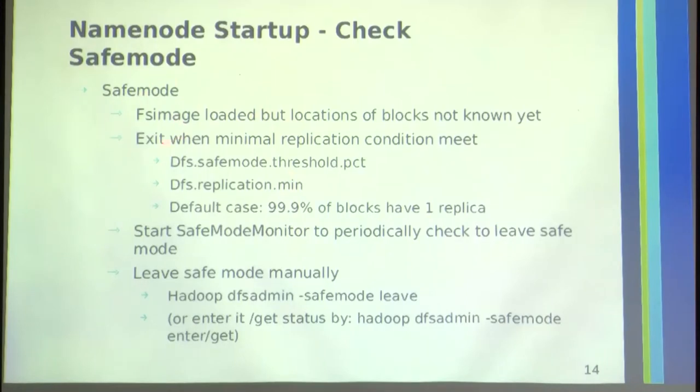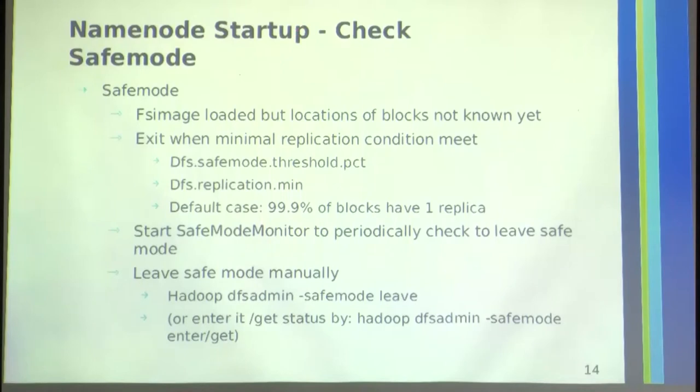So it's going to stay in safe mode until it gets this condition. It elects to leave when the minimum replication condition is met. There are some parameters here, but the default is that 99.9% of the blocks have one replica. So it won't leave safe mode until the data nodes have reported enough blocks that it knows of, so that it can work properly.